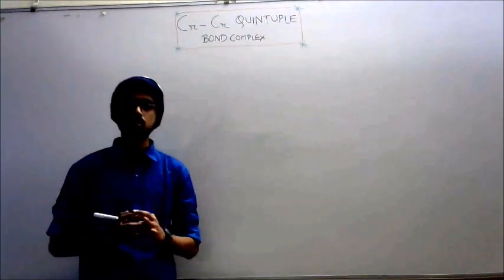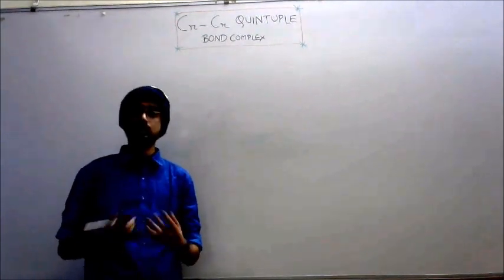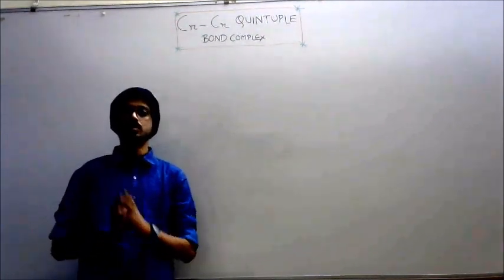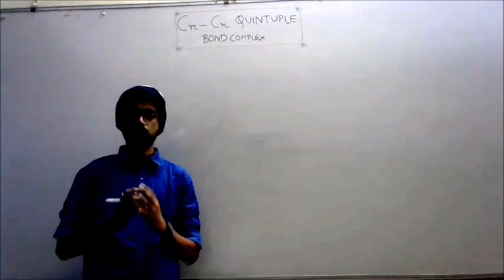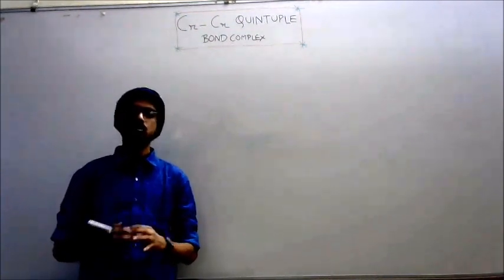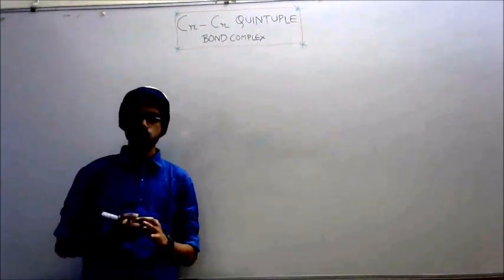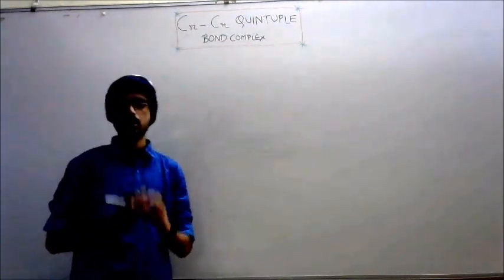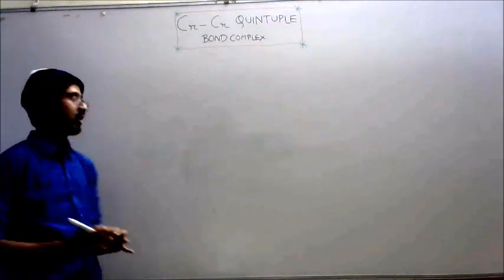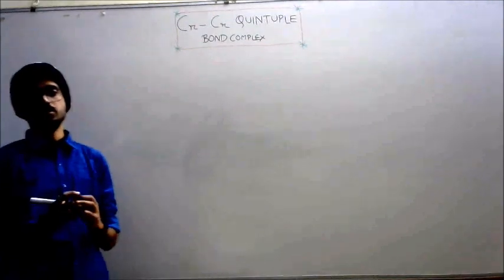But in the world of inorganic chemistry, for example in the case of metal clusters, we can easily observe compounds or complexes which have 4 bonds, 3 bonds, or in some rare cases 5 bonds between 2 metal centers. So today we are going to study a type of such case where there is the existence of 5 bonds between the 2 chromium centers.